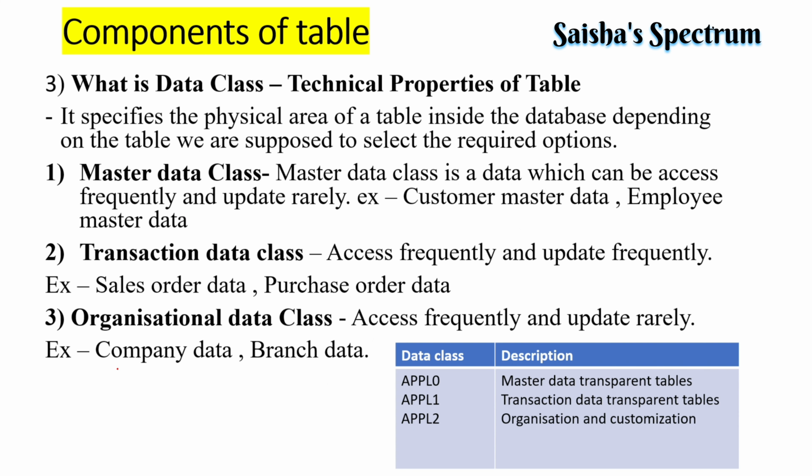The third component is data class. These are the technical settings. The first technical setting is data class. The data class specifies the physical area of a table inside the database. Depending on that table, we are supposed to select the required options. Different data classes are APPL0, APPL1 and APPL2.